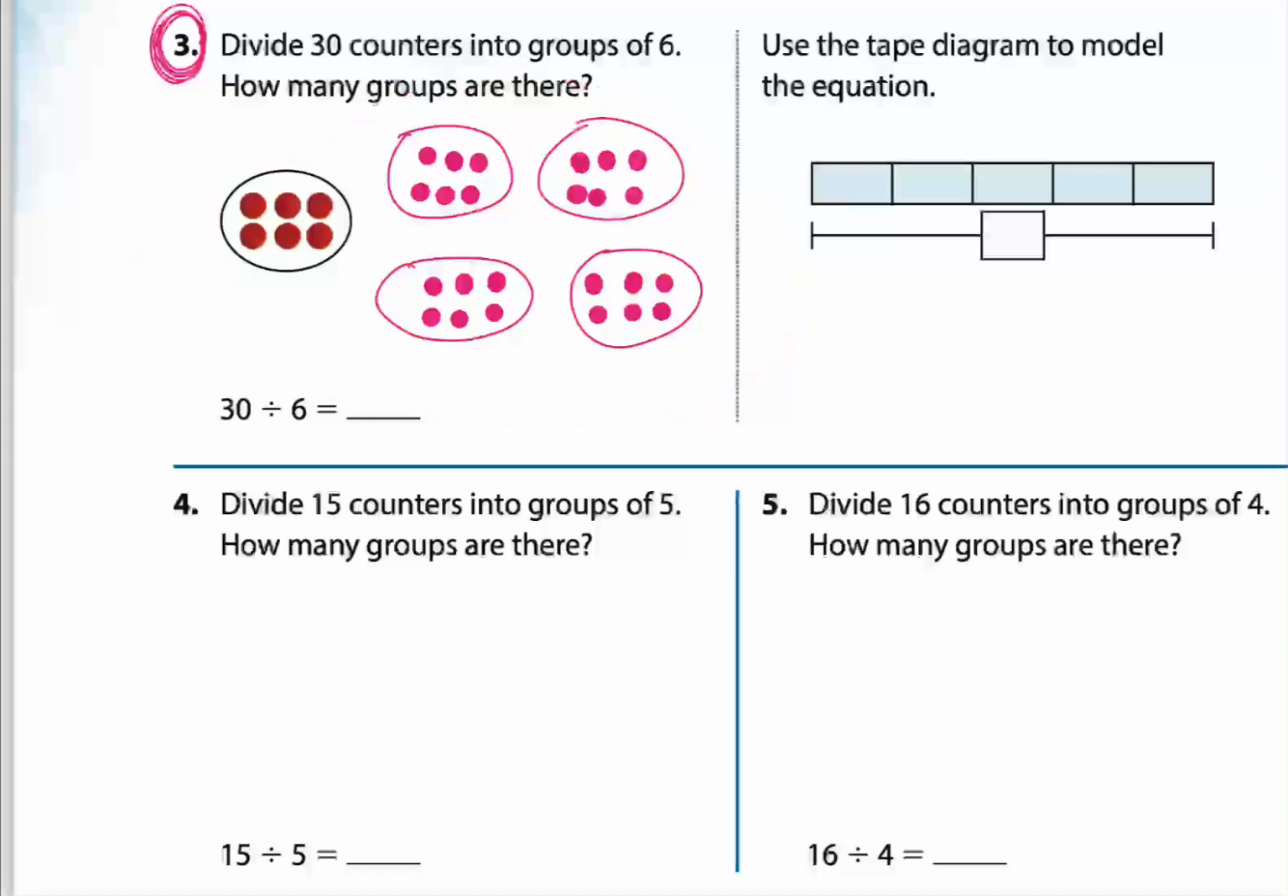Okay, so Muhammad, 30 divided by 6 equals. Muhammad Hani, use your mic. I cannot hear you. Okay, so here, 30 divided by 6 equals. And in the tape diagram, what should we write in the total? Okay. So, 6 groups of 5. Are you sure? Because we have 1, 2, 3, 4, 5 groups only.